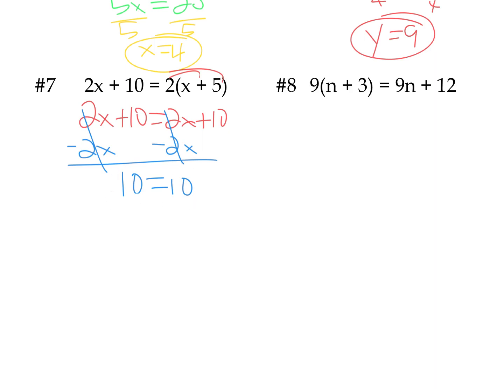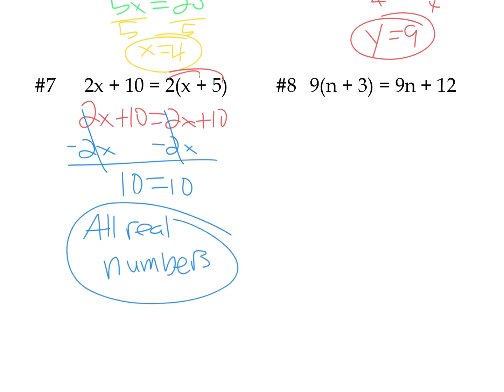Okay, 10 is equal to 10. So when I get a situation like this where it's always true, the solution is all real numbers. Okay? You could take any number you want, and you could plug it back in here to the original equation. It's going to come out true and be equal on both sides. So when the variable cancels out on both sides, and you get a statement that's true, this will always be true. It means all real numbers. Every number will be a solution for that particular equation.